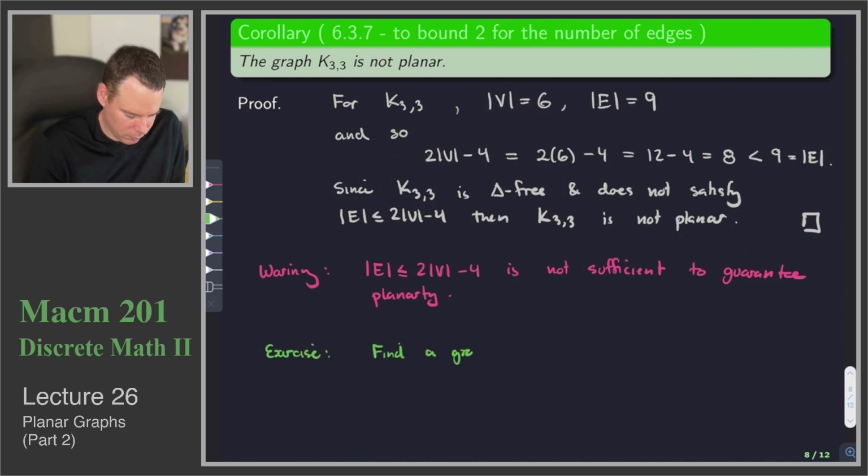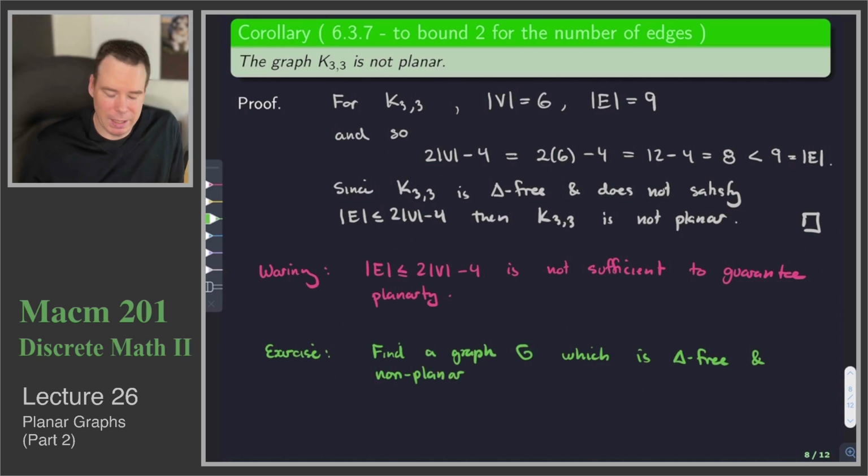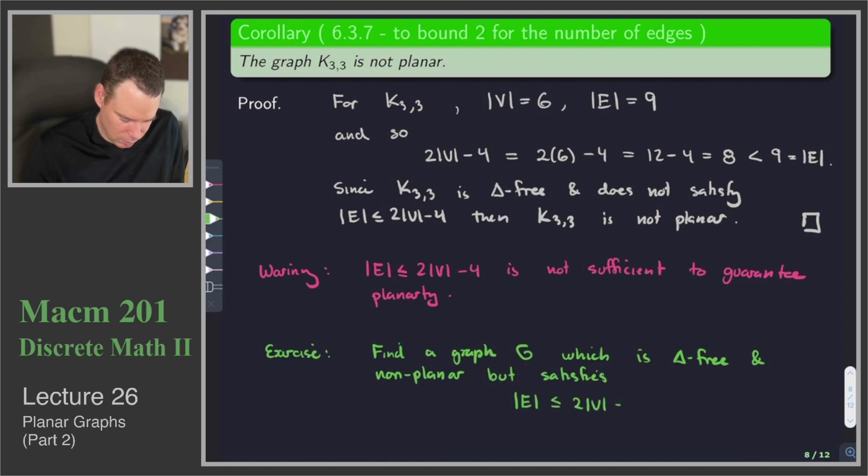Find a graph G which is triangle free and non-planar, but doesn't have too many edges, but satisfies that the number of edges is less than or equal to 2V minus 4. Let's try to come up with a graph that does that. And much like the other one, I'll give you a hint.